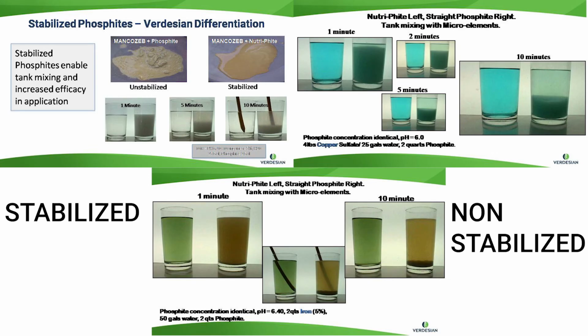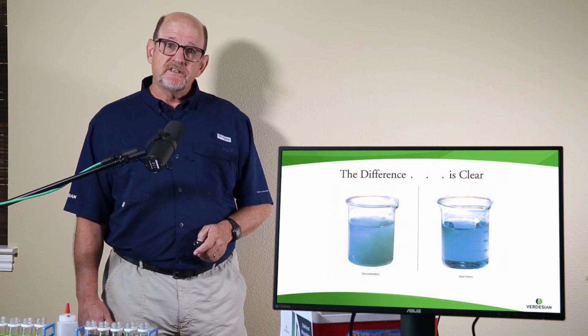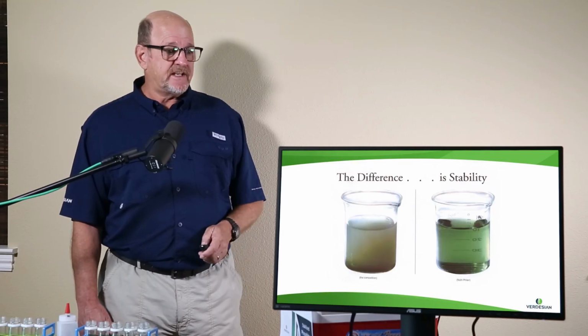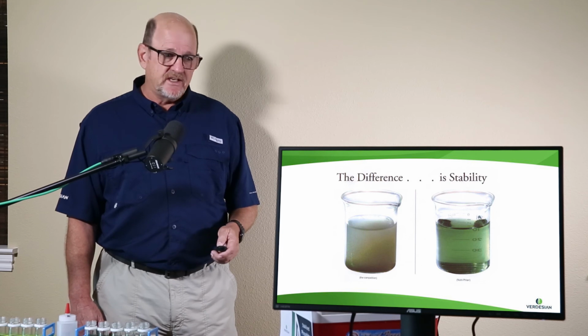In the following 3 slides, you can see the difference between stabilized and non-stabilized phosphites when combined with manganese, copper sulfate, and iron. So for me, the difference is clear. In fact, the difference is stability.